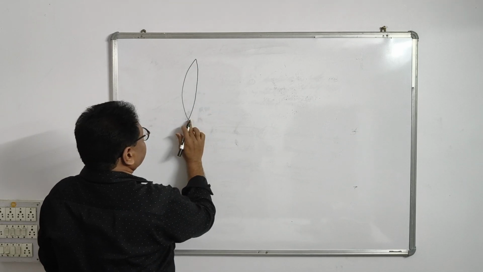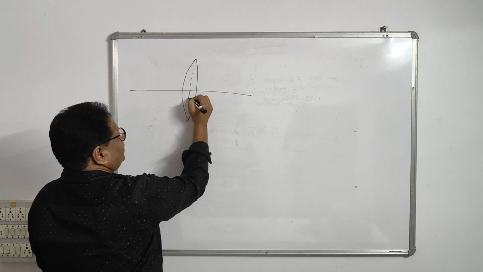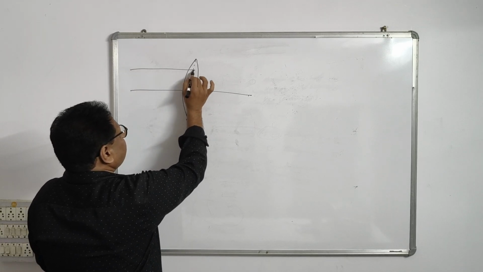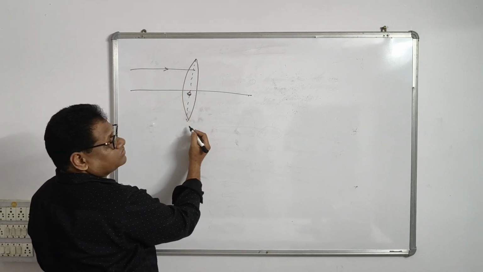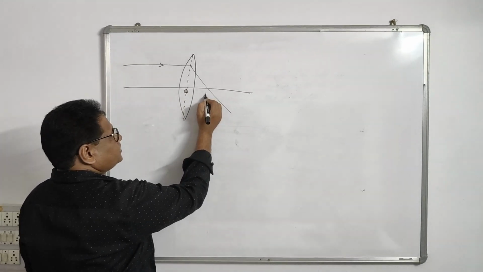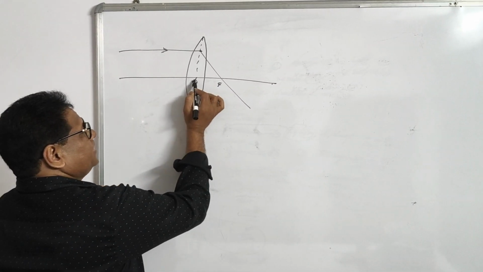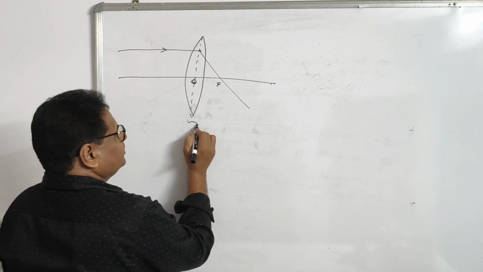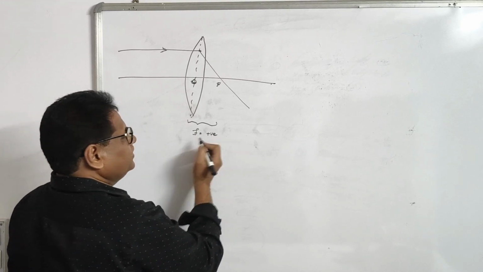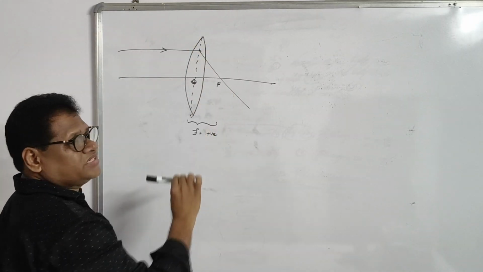This is the principal axis, this is the optical axis. This is the optical center. If you pass a ray of light parallel to the principal axis, then this ray, after striking the lens, passes through the focus. This focus is the real focus. If you measure the focal length from here to here, this focal length is positive, right? Why? Because all the distances measured in the direction of the incident ray are considered positive.